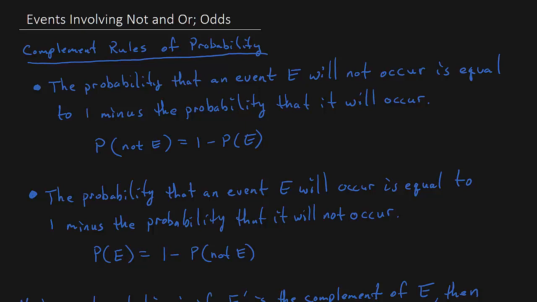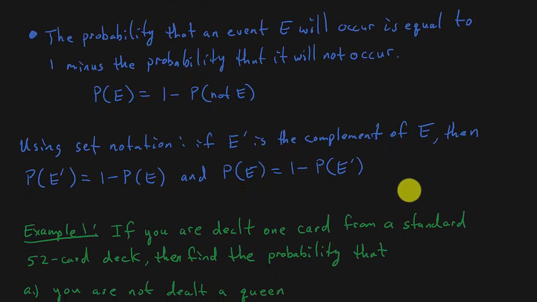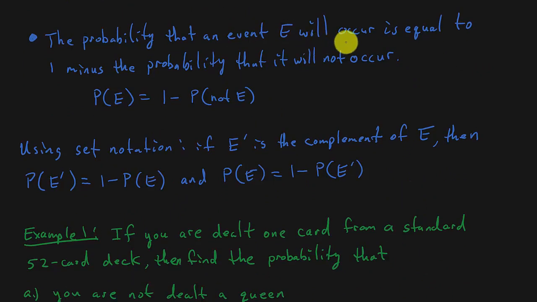So the complement rule of probability, which we have right here, says the probability that an event E will not occur is equal to 1 minus the probability that it will occur. So you write it out: the probability of not E is equal to 1 minus the probability of E. And then the probability that an event E will occur is equal to 1 minus the probability that it will not occur. So the probability of E is equal to 1 minus the probability of not E.